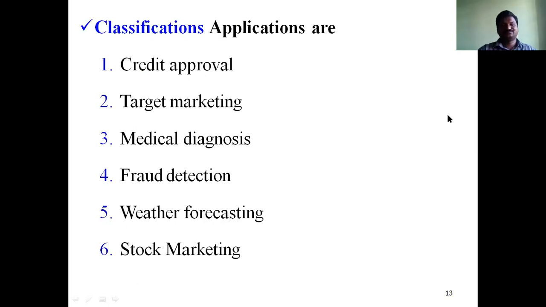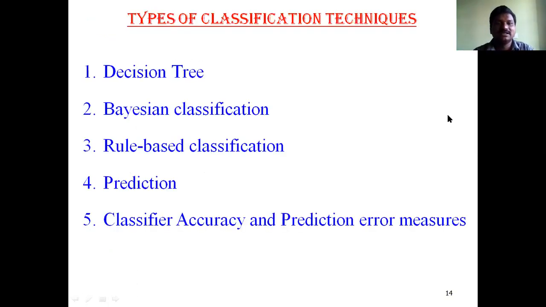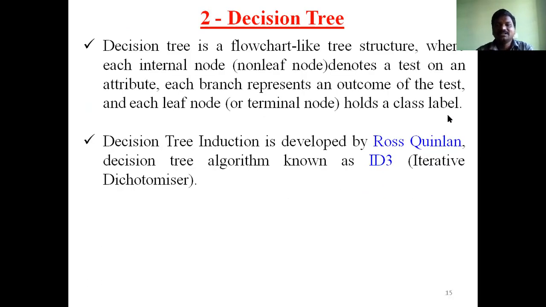Those are the applications. The classification techniques are: decision tree, already explained; Bayesian classification; rule-based classification; and then prediction. Coming to the first one, decision tree. What is a decision tree? A decision tree is a flowchart-like structure, where each internal node denotes a test on an attribute.